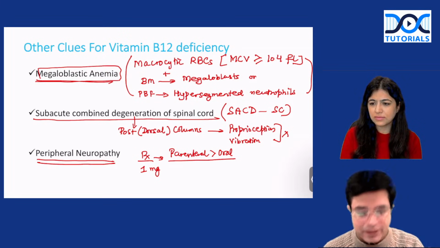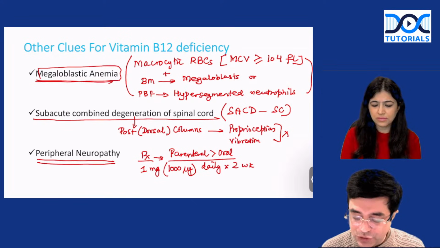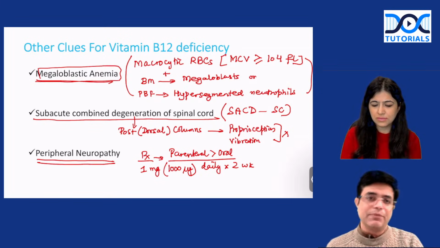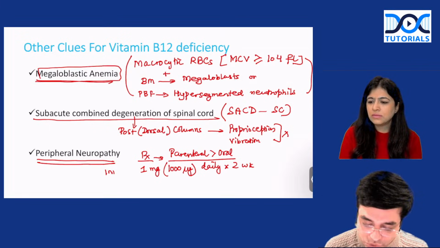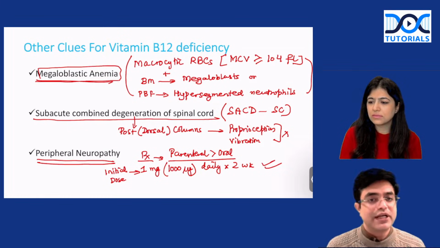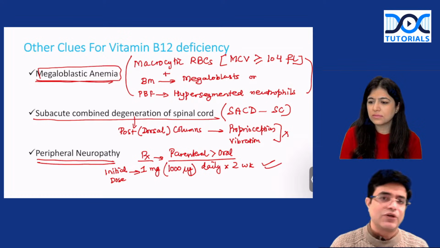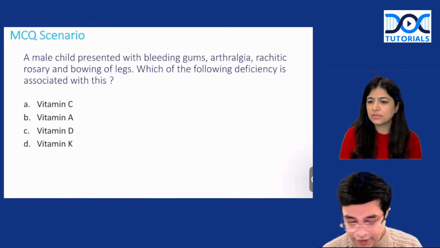The most popular regime is 1 milligram, that is 1000 micrograms, should be given daily for about 2 weeks. Then you need to give it either weekly or lifelong, depending upon what the underlying cause is. This is the initial dose that the examiner is going to ask you. You can add this point to the notes. Various types of protocols are there. Again, this is not the place to discuss all the different types of protocols.